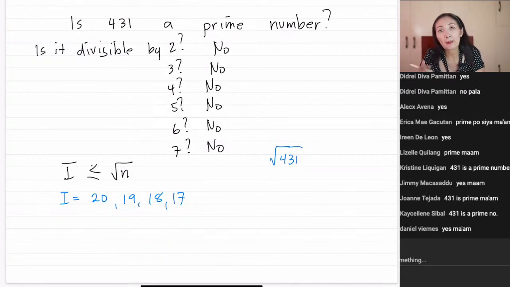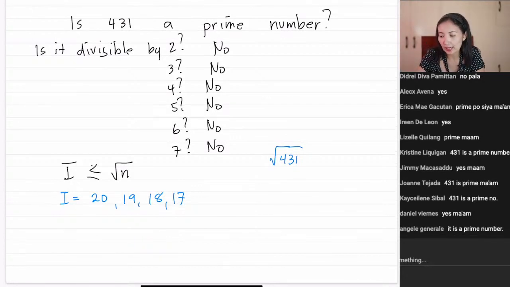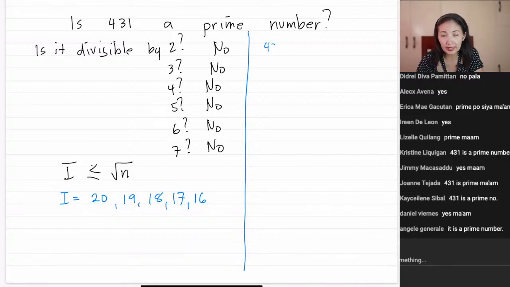From 20 below. So 16, and so on and so forth. All you have to do is continuously divide the given number, which is 431, by these numbers or by these integers. Obviously, not 20. So I will begin with 19. Get your calculators. 431 divided by 19, hindi pa rin. It's not exact. So not divisible by 19.